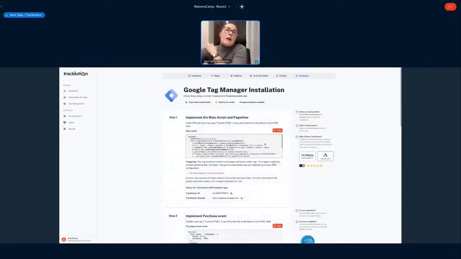You can just use the custom HTML. Don't get scared. It says Google Tag Manager. I think it should just be changed to Tag Manager, custom HTML. It's the same thing in Matomo Tag Manager.